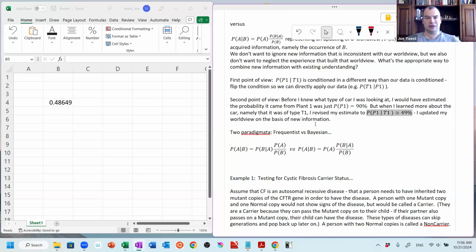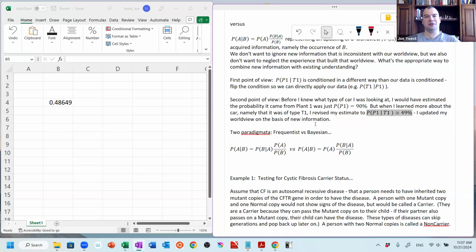And we could imagine chaining this together as well, right? Maybe I then look at the car and notice that it's a red car. And maybe I know that plant 1 produces red cars at this rate and plant 2 red cars at some different rate. Maybe that new piece of information, the color of the car, might be informative. It might bring my probability of plant one back a little bit higher.